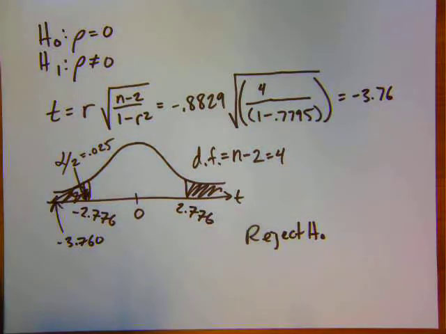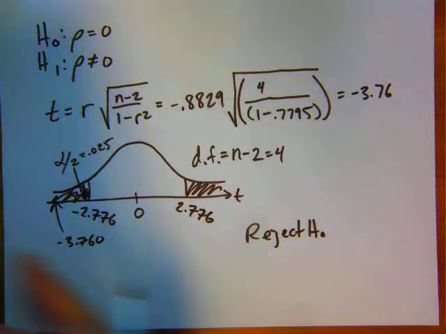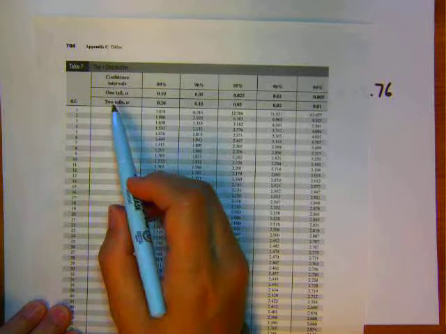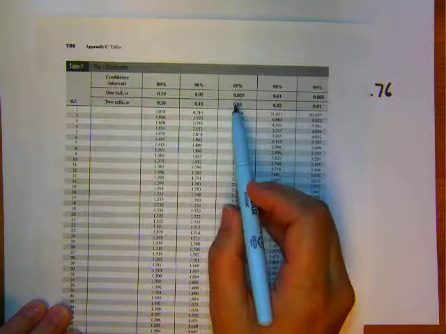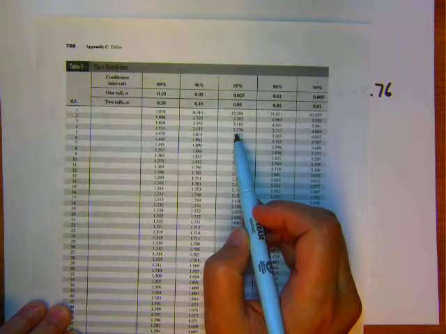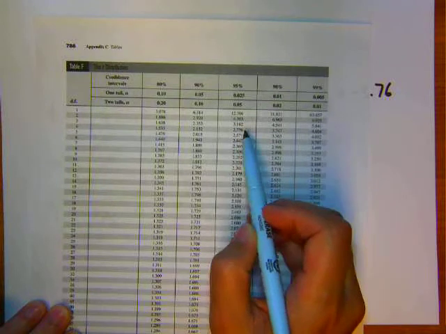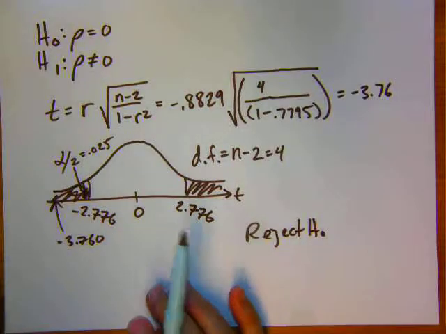Same conclusion then. If you're using the t-distribution table to get this number, you go to your table up at the top under two-tailed test, alpha equals 0.05, drop down to 4 degrees of freedom, and you get your 2.776, plus or minus the 2.776 would be your critical values here.